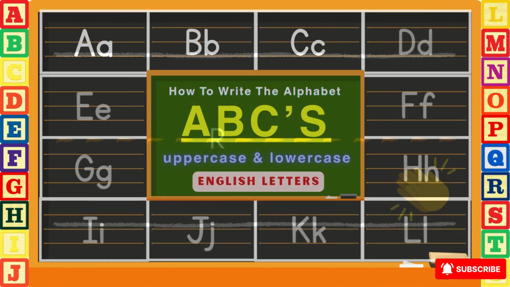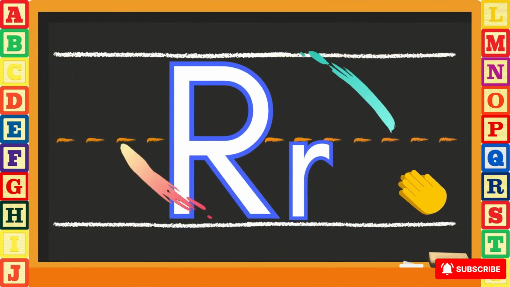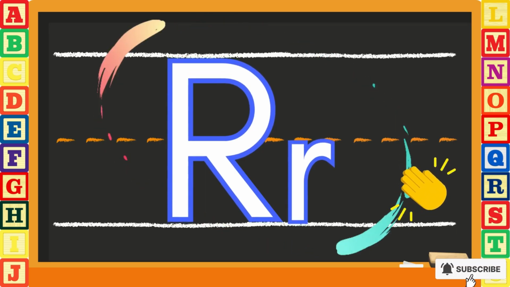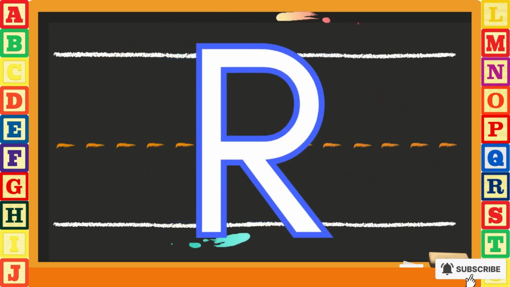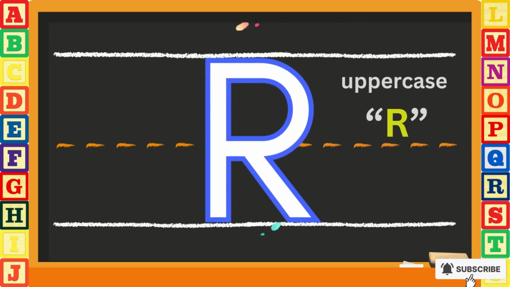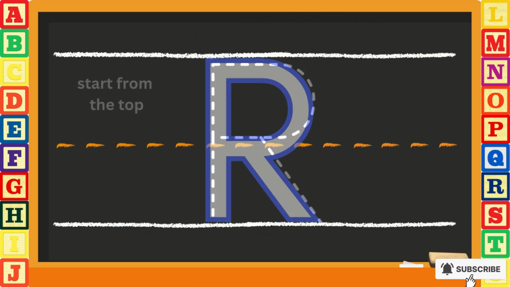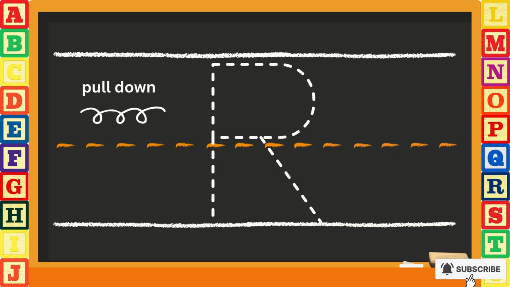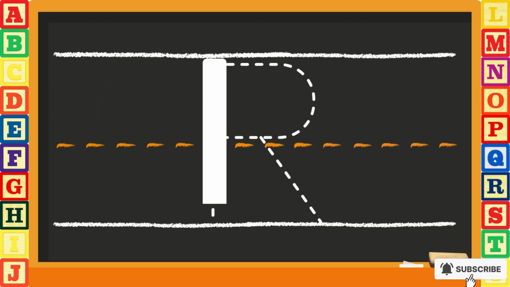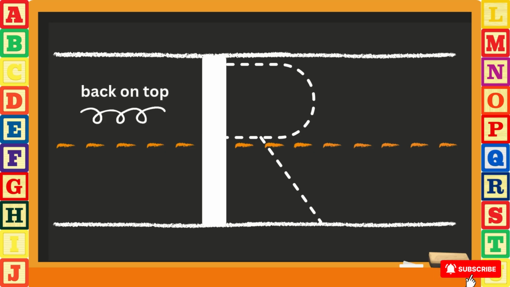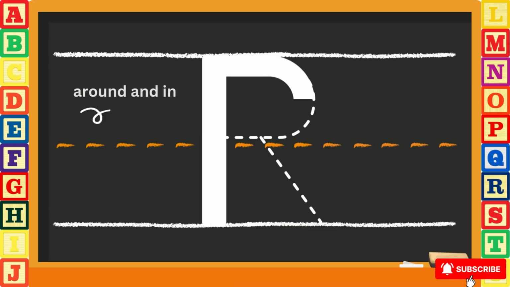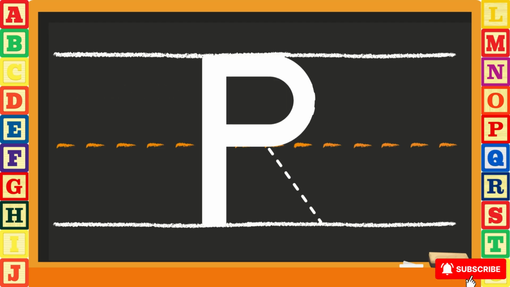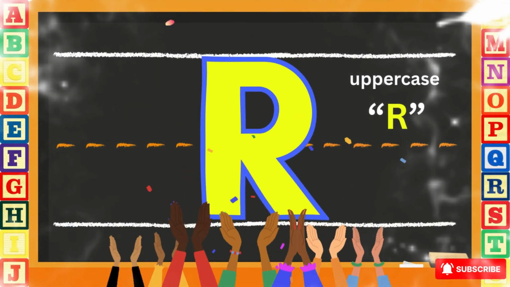Let's write the letter R in 3 easy steps. Get your pencil ready. Let's start with big letter R. That's uppercase R. Ready? Start from the top. Pull down. Back on top. Around in. And slant out. Good job, kids!